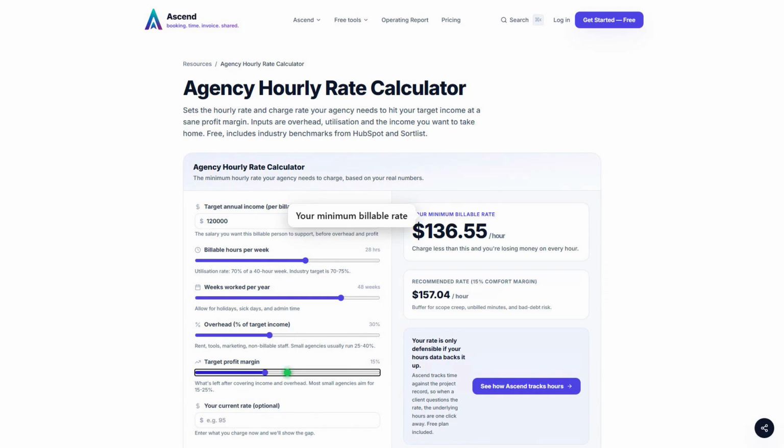The minimum billable rate, just under $140 an hour. Charge below it, and the agency loses money on every hour worked. The recommended rate adds a margin for scope creep and the minutes that never reach a timesheet.